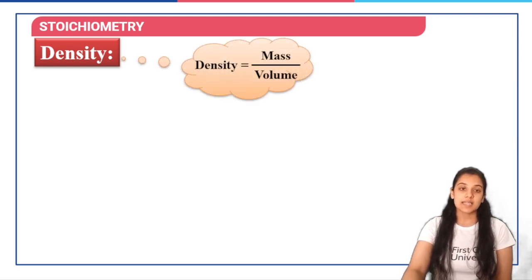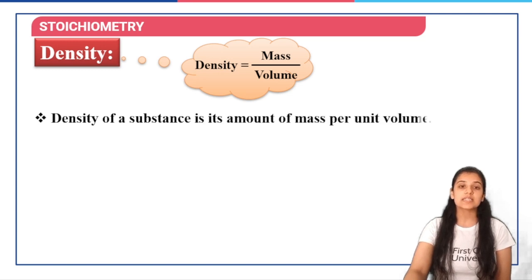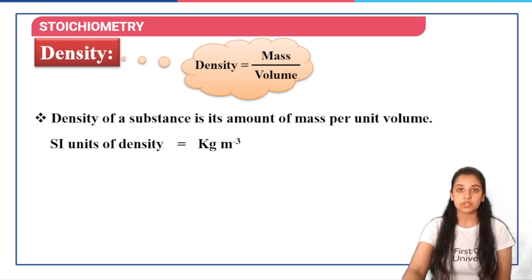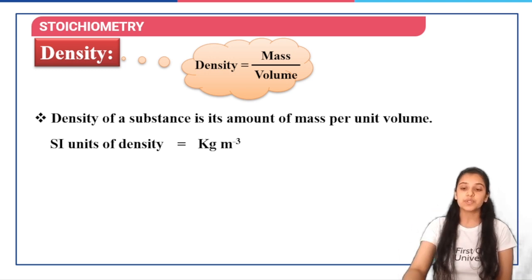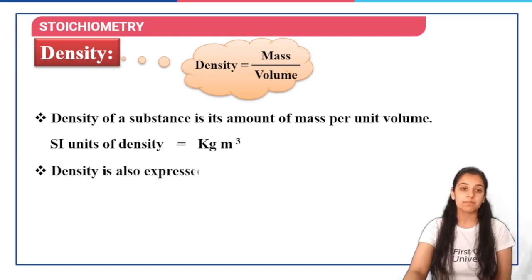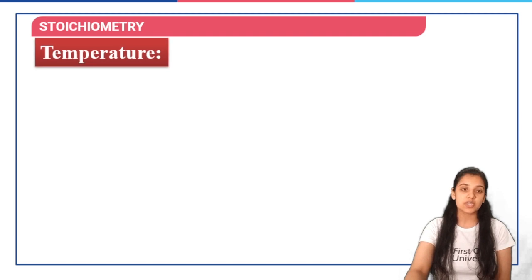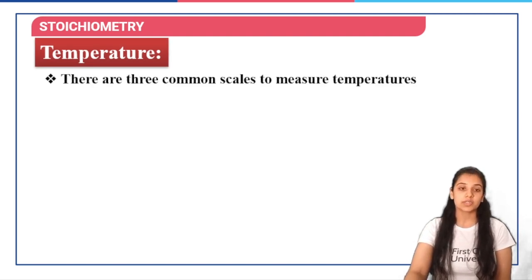The last thing is density. Density we know is mass upon volume. So density of a substance is basically the amount of mass per unit volume. SI unit of mass is kilograms, volume is meter cube. So SI unit of density will be equal to kilograms per meter cube. Density is also expressed in grams per centimeter cube, going in CGS units. And lastly, yes, last but not the least, temperature.